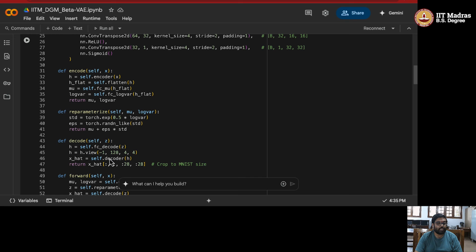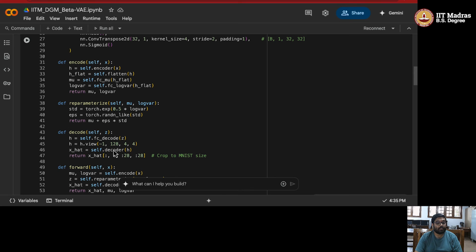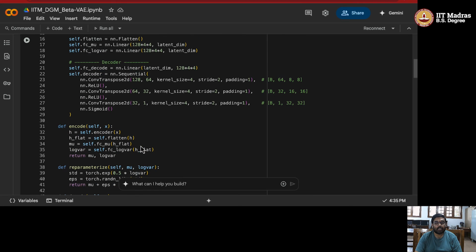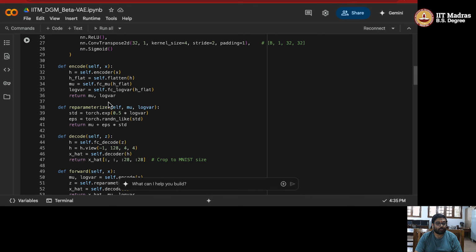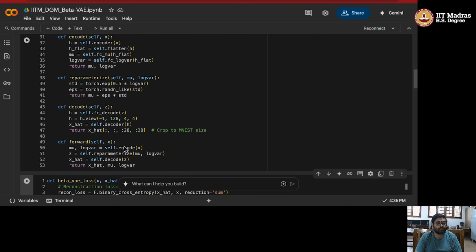This is what you do. Okay. And then you decode it. Now you get this Z, which is obtained from the reparameterization. And then you convert it into 128, 4, 4. And then you pass it through the decoder. And then you get only the 28, because as I told you, the output will be 32 cross 32. Now you only get 28 cross 28. Now this is the encode process, reparameterization, and then the decode. You combine all of them in the forward method.